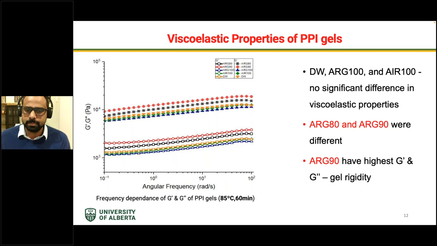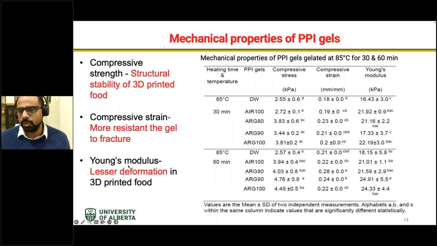And then we also looked at the compressive strength, compressive strain, and Young's modulus of these pea protein gels. And there also we found that those prepared by ARG 90 and ARG 80 had higher compressive strength, compressive strain, and also Young's modulus. So higher compressive strength means better structural stability of the 3D printed foods, much higher compared to the gels prepared by distilled water. And compressive strain means the gels are more resistant to fracture.